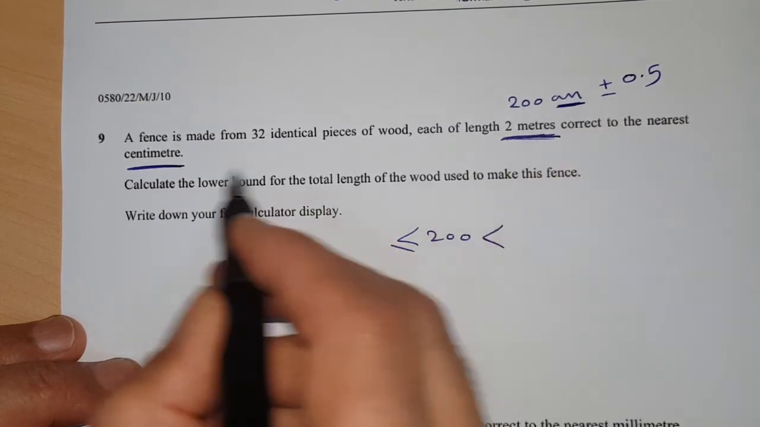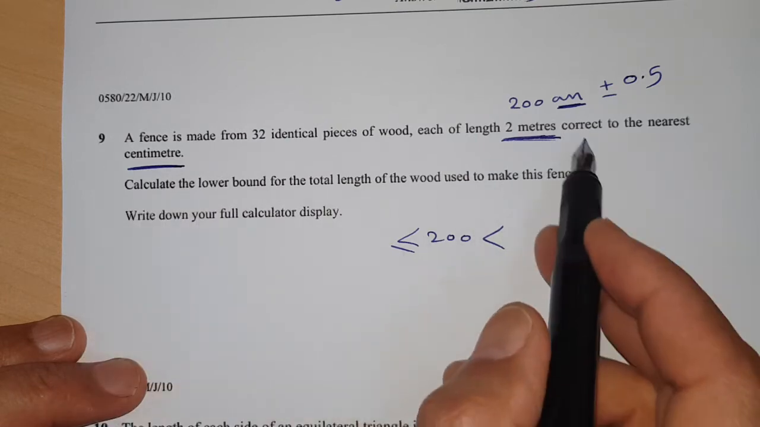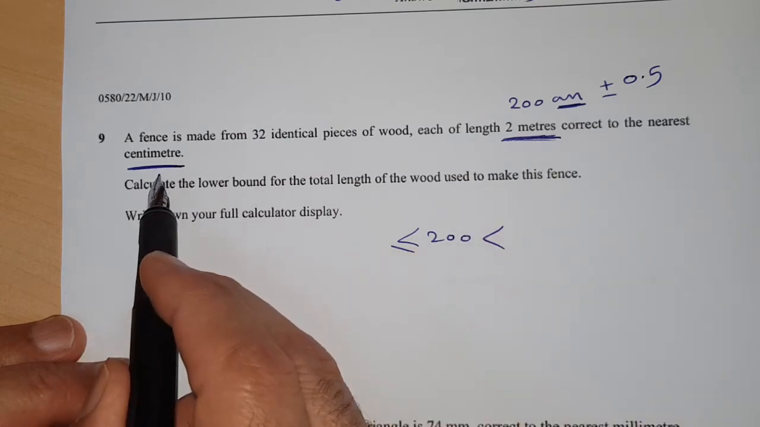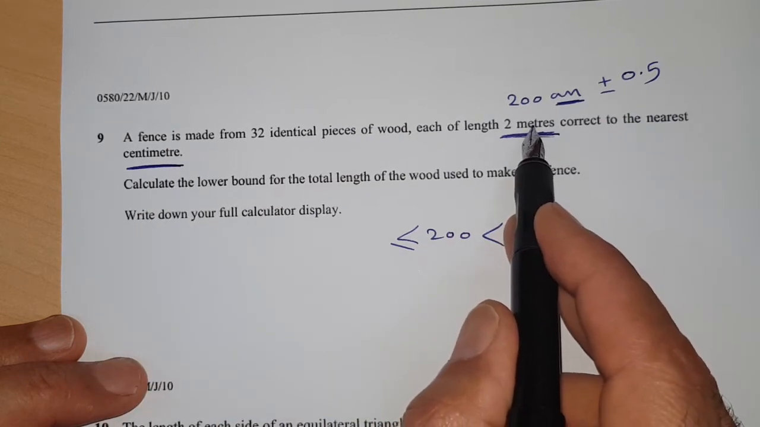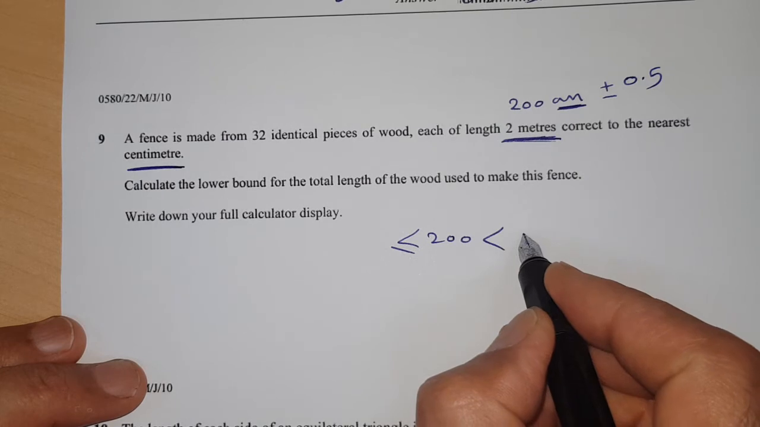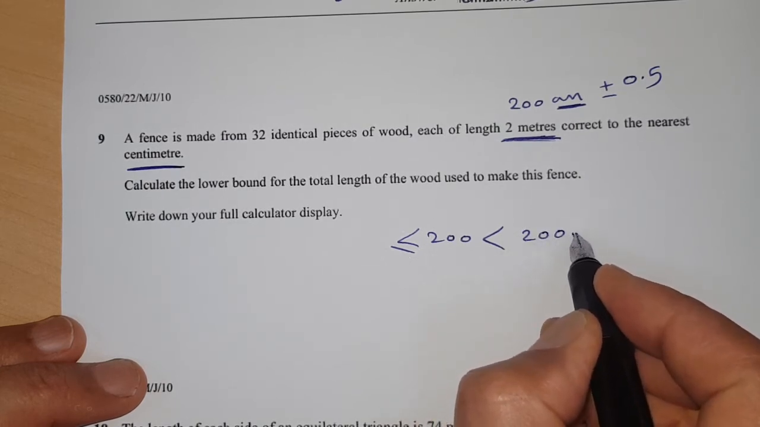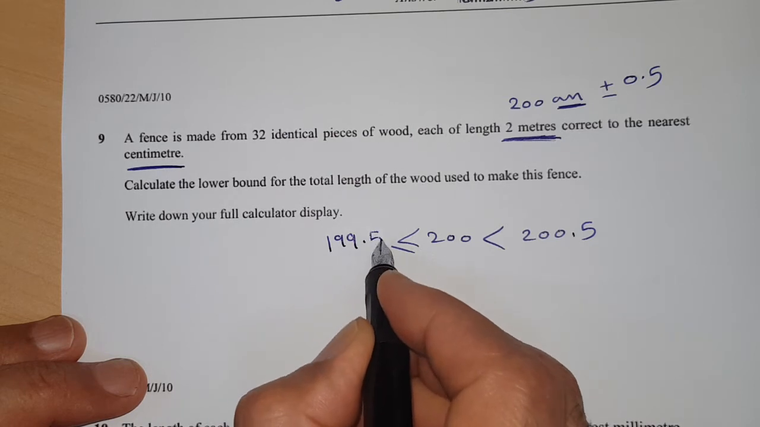Because it's the same unit, centimeter and centimeter, the unit of accuracy and the number measured are the same, so add and subtract half. So add half: 200.5. Subtract half: 199.5. Okay?